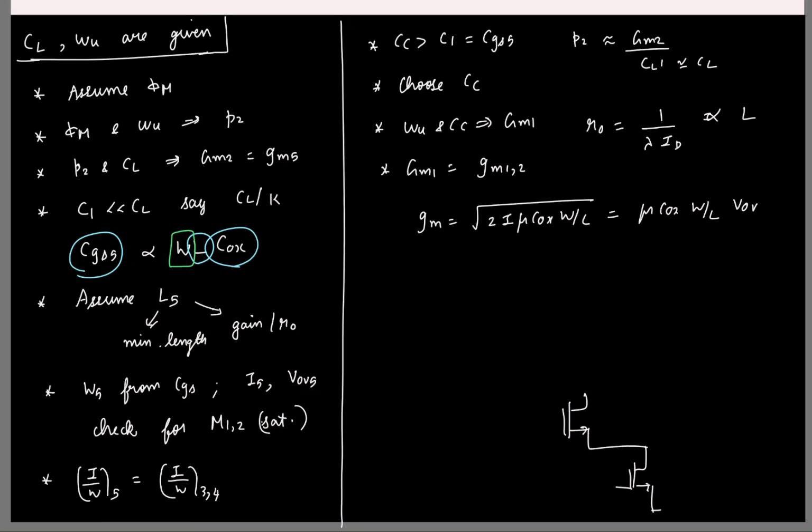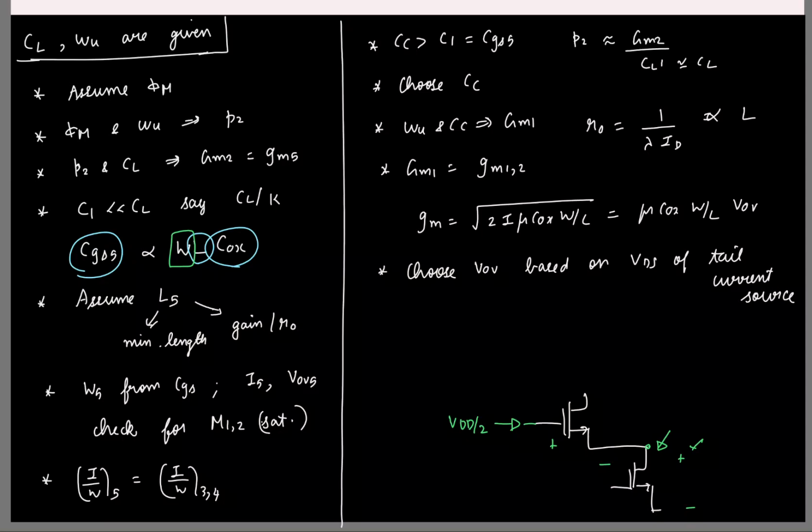So his suggestion is, let us go and choose the overdrive voltage, which is the gate to source voltage. Do I know anything about the gate voltage? I know it's roughly at VCM, say VDD by 2. So fixing the gate to source voltage is going to fix this guy. I know that this guy will need at least 200-300 millivolt of drain to source voltage to operate. So based on this voltage, I can fix the gate to source voltage. So I can choose overdrive based on VDS of the tail current source. I'll just say it's V overdrive 1. I'll make everything this one. That's all.